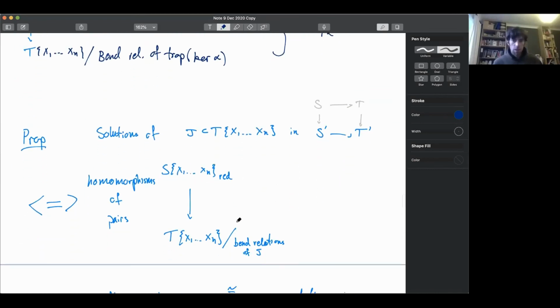And now, let me state a proposition. I realize I'm just about out of time. Solutions to a system of tropical differential equations in, let's say I've got some pair S prime over T prime, which is an extension of S over T, correspond to homomorphisms of pairs from this thing that I just defined to S prime over T prime. And it should be compatible with the structure maps from S over T.